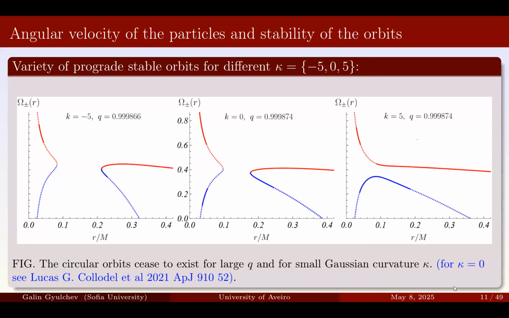And because of this, in order to check the stability of the orbits, we check the equilibrium velocity of the accretion particles, and we see that it doesn't possess a simple structure. So we have different information here, which became more complicated because of the existence of the additional parameter of the Gauss curvature. So for different normalized charges, we have some kind of behavior, but the Gauss curvature made things more complicated.